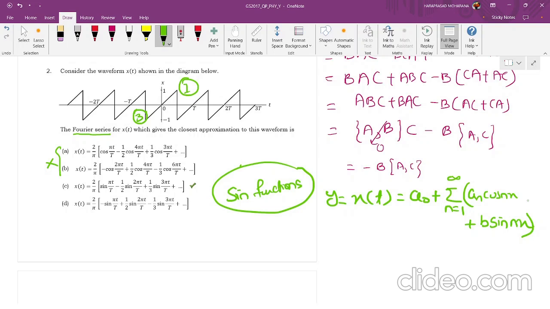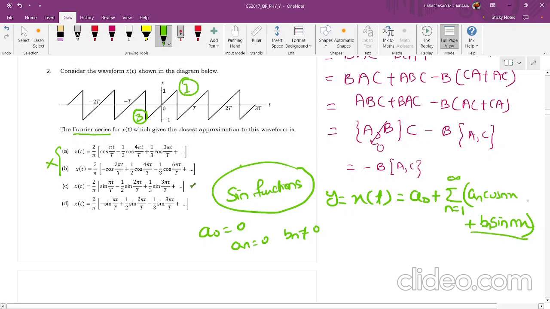Here is the extra negative sign in option D. So we need to solve it. And remember, for this first and third quadrant, we have a0 equal to 0 and an equal to 0. Only bn doesn't equal 0. That means bn is going to survive. That is the last term, bn sin nx, is going to survive here.